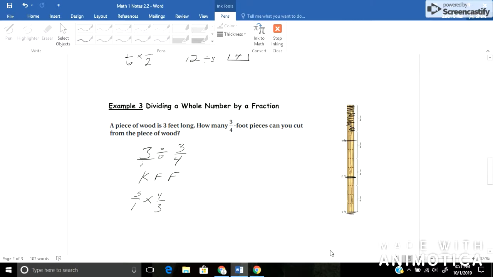This time, when I multiply, I'm first going to simplify. Looking diagonally, I've got a common factor of 3. If I divide each of those by 3, I will get 1. Now I can multiply across. On top, I have 4 times 1, which is 4, and on bottom, 1 times 1, which is 1, to give me a total of 4. So you can cut 4 3/4 foot pieces out of the piece of wood, and you can see that right here: 1, 2, 3, and 4 3/4 foot pieces.